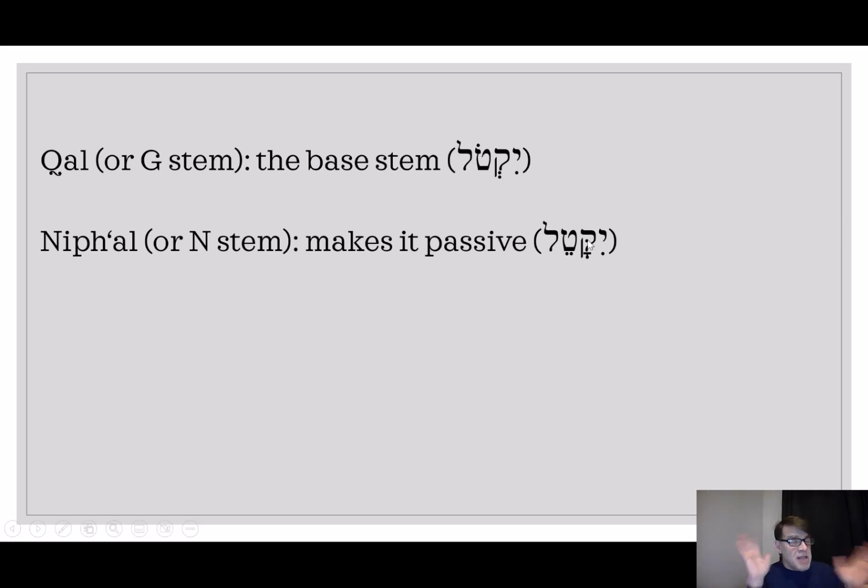Why? Can you guess? Stop. Think about it. Why would it double the first consonant? Because there was an N there, right? And nun assimilates when no vowel separates. So it was yinkatel, and the N got sucked into the kof, and it became a doubled kof. So that N is hiding there. I'm hiding, come find me, is where the N of the N stem or nifal stem is hiding in here. So the telltale sign of the N stem in the imperfect is a doubled first letter. Hold that thought.